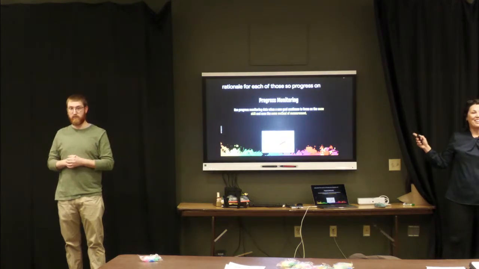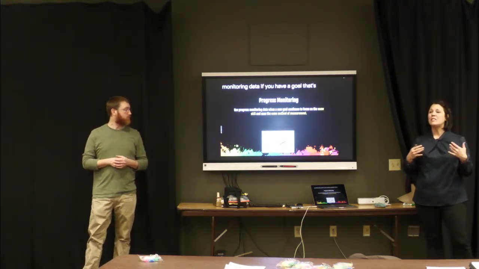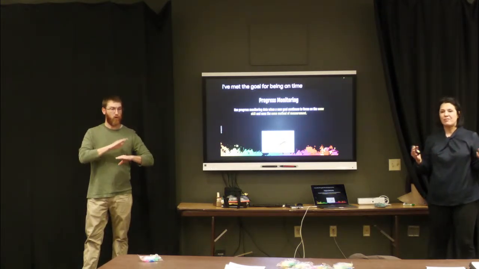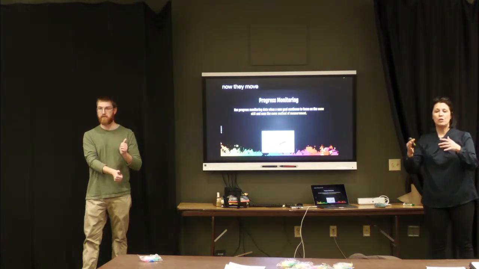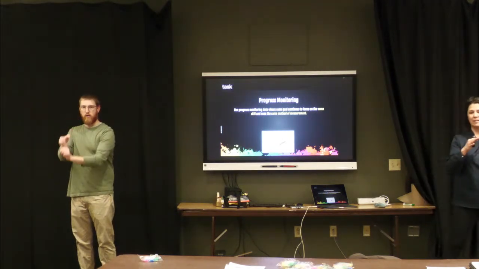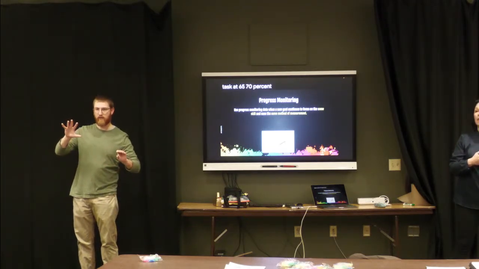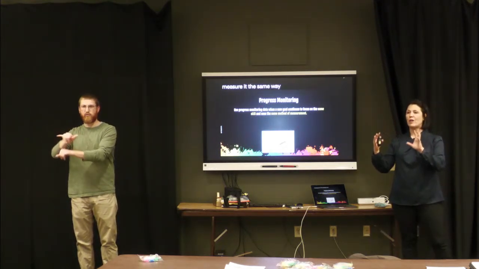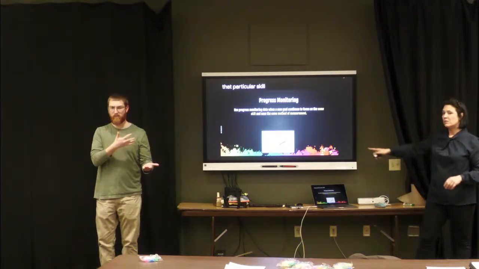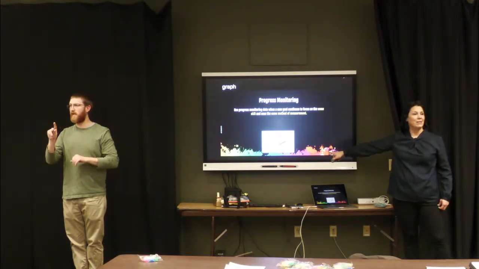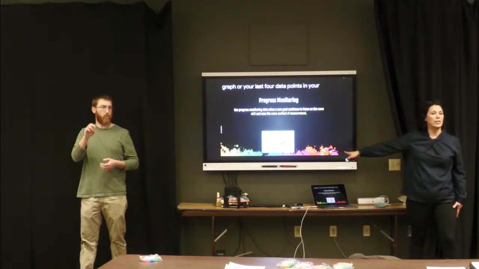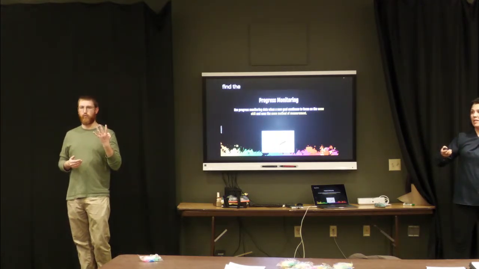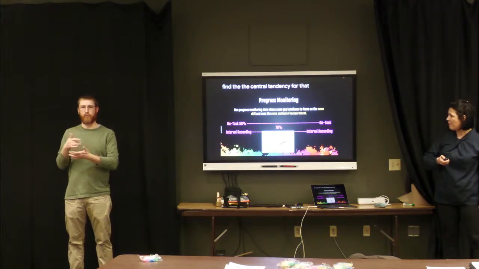So progress monitoring data: if you have a goal that's going to continue the same skill, for example, a student met the goal for being on task at 50%, and now they're using the same goal, on task at 65 to 70%, then you can use progress monitoring data because you're going to measure it the same way. You've got the data on that particular skill. So you would look at your graph or your last four data points in your progress monitoring data or graph, and you will find the central tendency for that, or baseline for that.